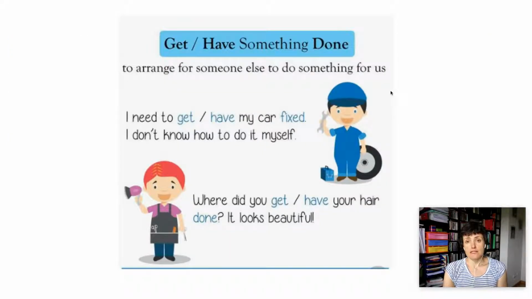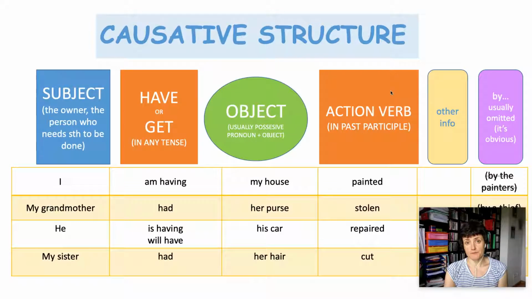So get or have something done, right? When you arrange for someone to do something for you, remember you could do it, but you ask someone, a professional, to do it for you. And this is the structure. We need a subject, and the subject is the person who asks, who needs someone to do something for him or for her.